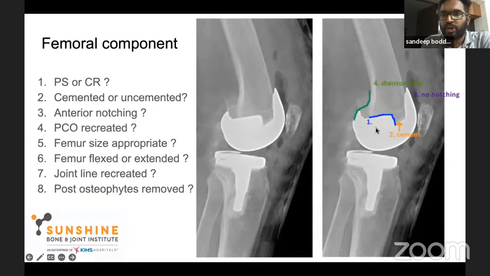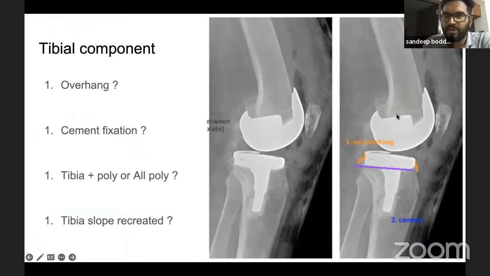And is the posterior condylar offset recreated? If you draw a line from the posterior cortex of the femur and draw a line from the anterior cortex of the femur, the distance between the posterior line and the posterior-most part of the condyle is the posterior condylar offset. We have to recreate the offset. So how do you know whether we have recreated it or not? One thing, you can compare with the normal side or the preoperative X-rays, or if not, we can just calculate the posterior condylar offset ratio, which is 0.44. Then we can know whether we have recreated it or not.